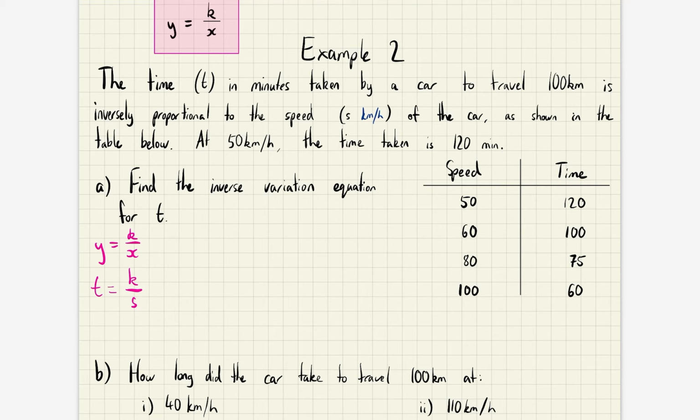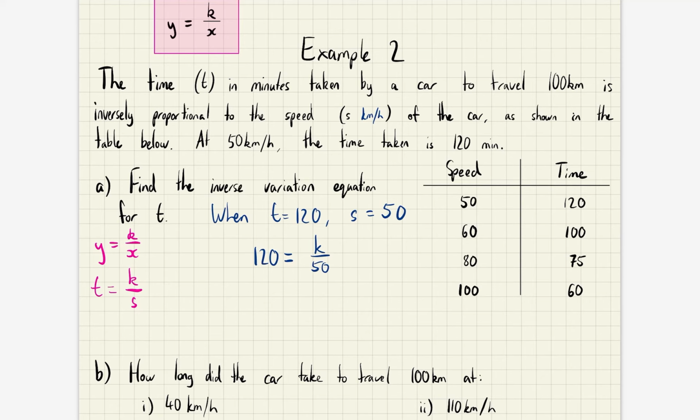Now it says find the inverse variation equation, so all we now need to find is k. So that's what this is saying. It's just telling us, hey, what's the equation? Well, we've got an equation, but it's not the one for this situation. So now we need to put some things in. I'm going to use this here, 50 kilometers an hour, 120 minutes. Okay, so I'll just write here, when t, so the time, is 120 minutes, s, so the speed, is 50 kilometers an hour. So I'm going to have 120 is equal to k on 50.